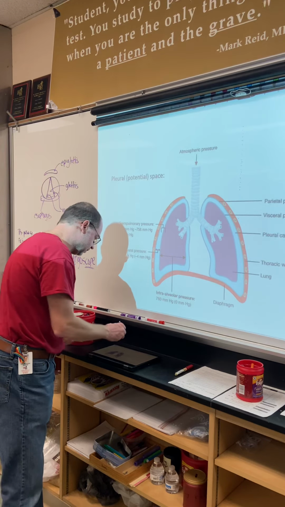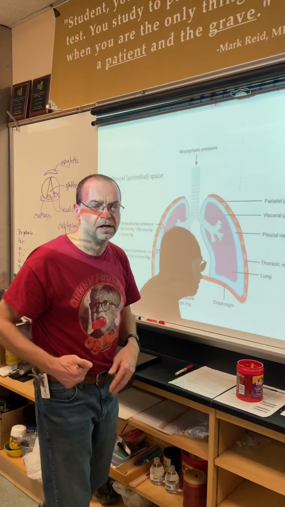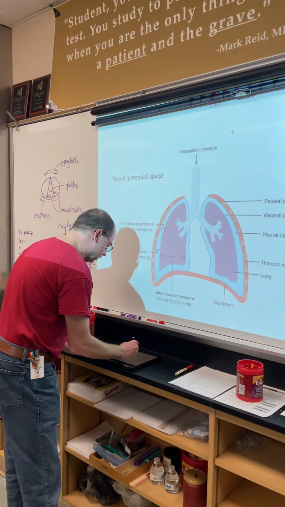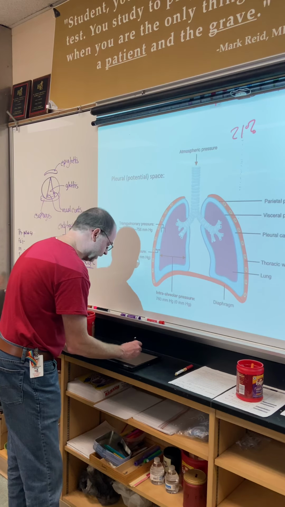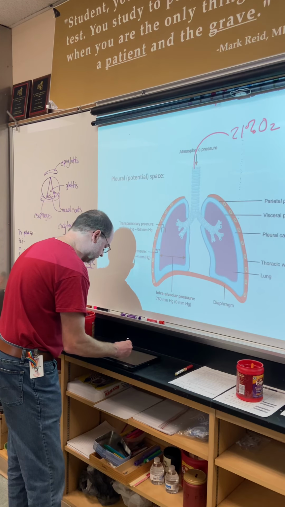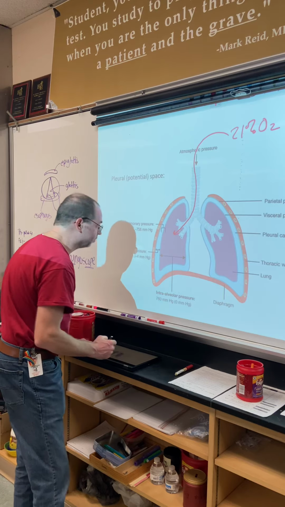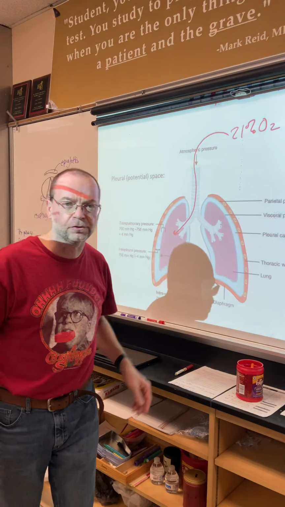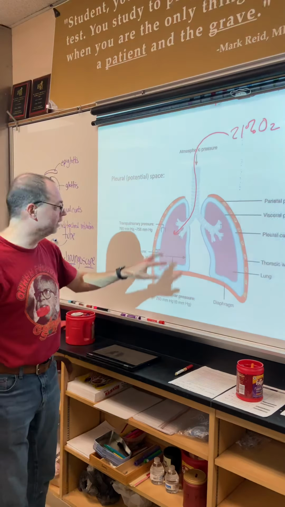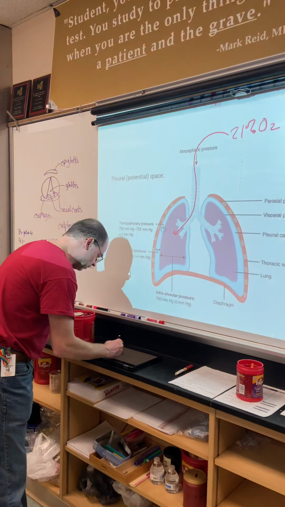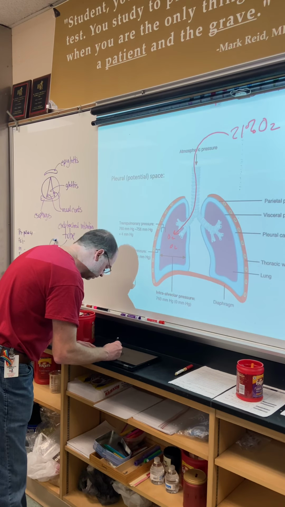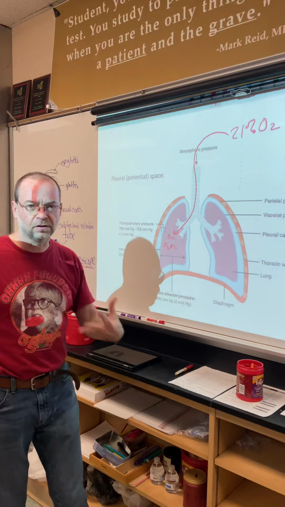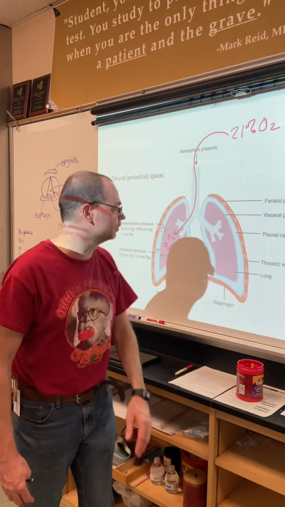So let's take a look at this diagram here and see what happens when you take a breath in. When you take a breath in, it's 21% oxygen, and that oxygen makes its way into your bronchial tree, down your trachea, your right and left bronchi, bronchioles, okay? And you end up with a lot of oxygen here inside the lung tissue, inside the alveolar space, right?